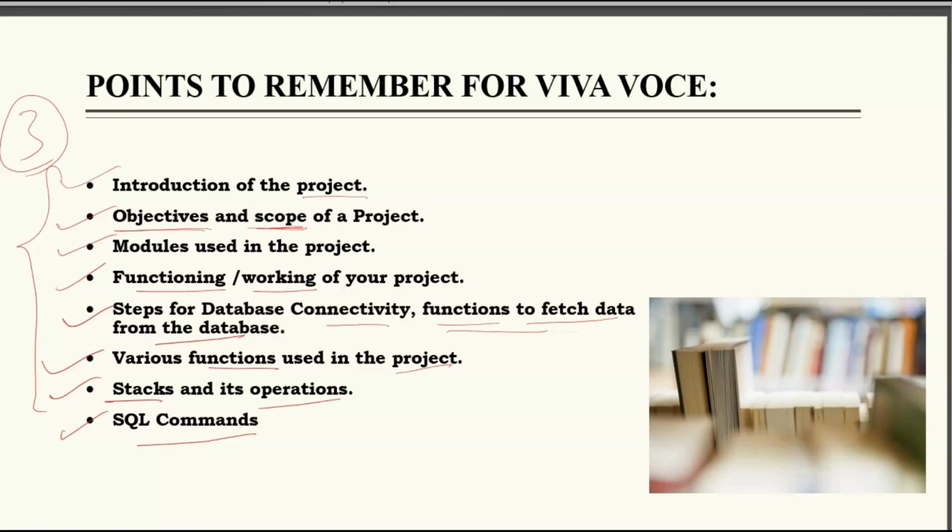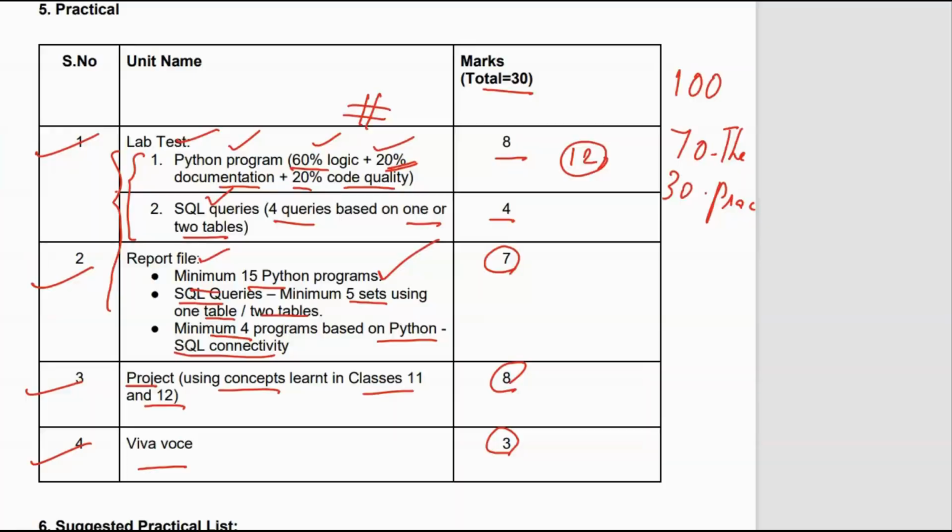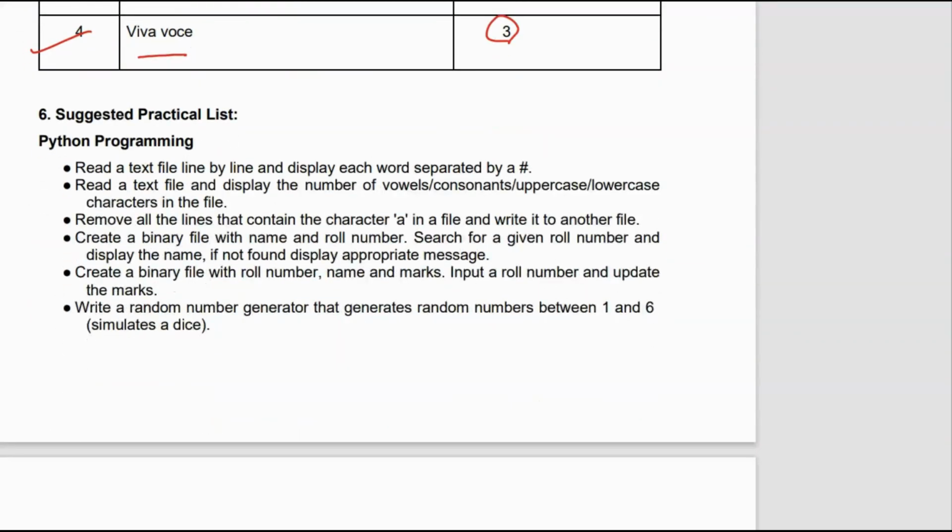And you should know the project files also. You should read the program files which are given in this part. See the practical questions part. First program: read the text file line by line and display each word separated by hash. Then the second program is to read a text file and display the number of vowels and consonants, uppercase and lowercase characters in a file. And the third program: remove all the lines that contain the character A in a file and write them to another file.